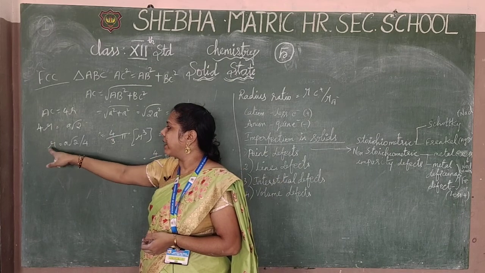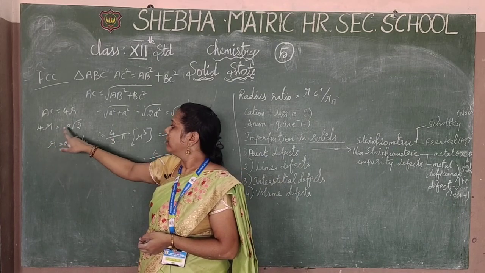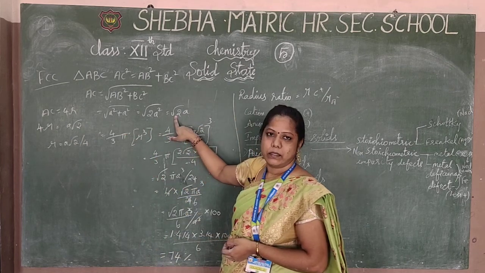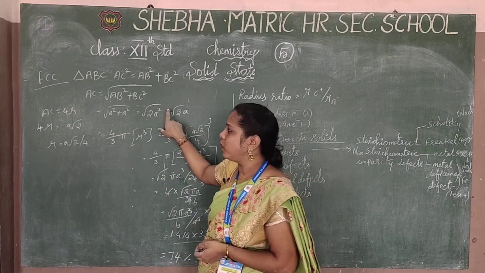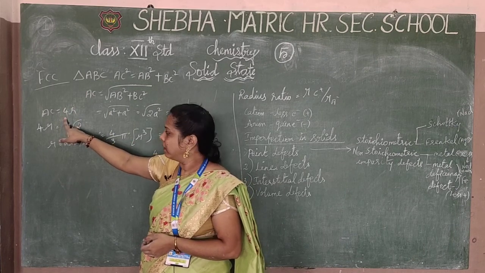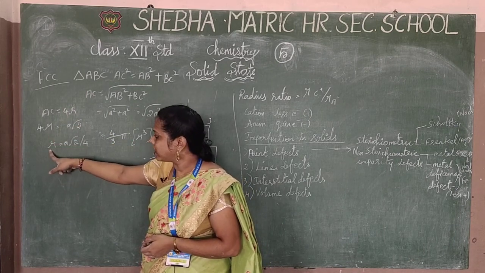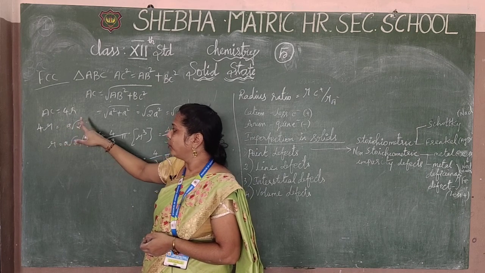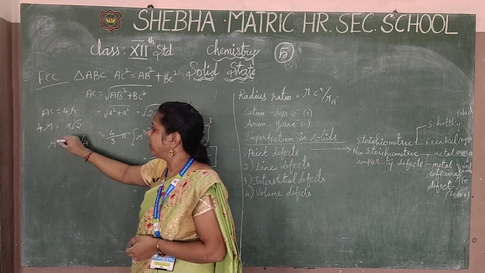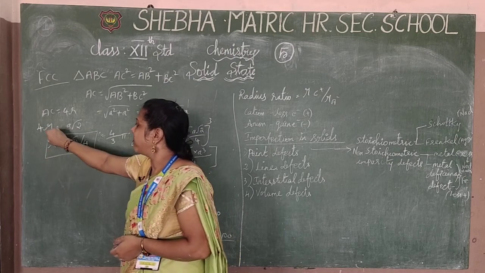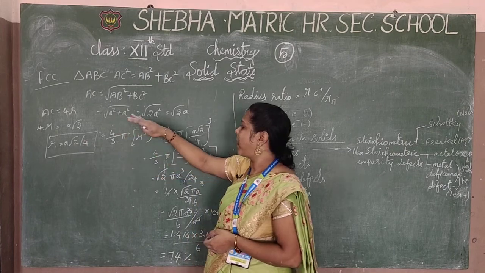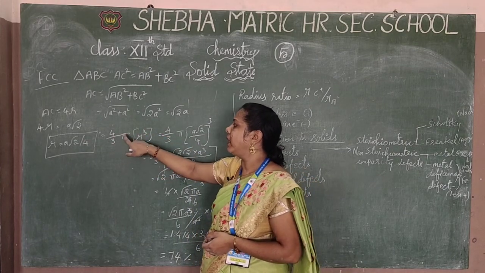So obviously we can get that 4r is equal to a root 2. That is the AC value here. So the AC value is equal to 4 times the radius. So obviously the radius is a root 2 by 4. This is the radius value. Okay, we have to substitute the radius value into the formula 4 by 3 pi r cube.